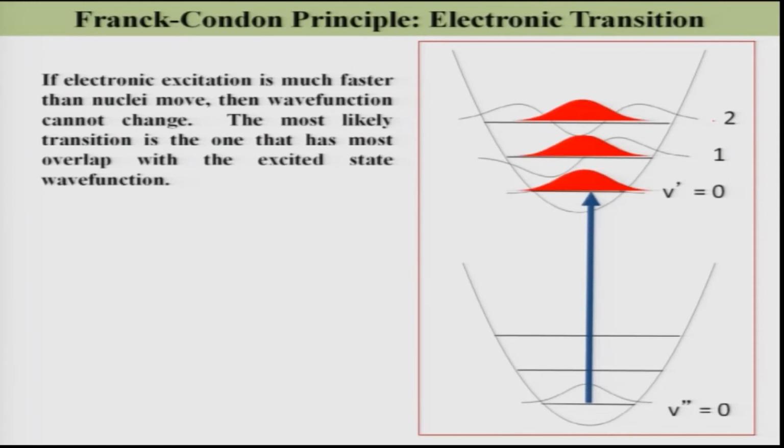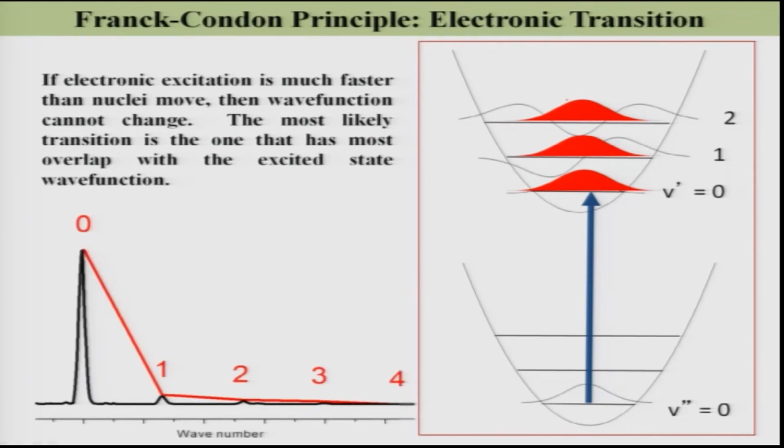So, once excited, it can go here, here or here. I have plotted the wave function over these three values: V prime equal to 0, V prime equal to 1 and V prime equal to 2. Now look over here: as the nuclei are not going to change position during the transition, its wave function will remain the same, because these wave functions are nothing but the nuclear wave functions.